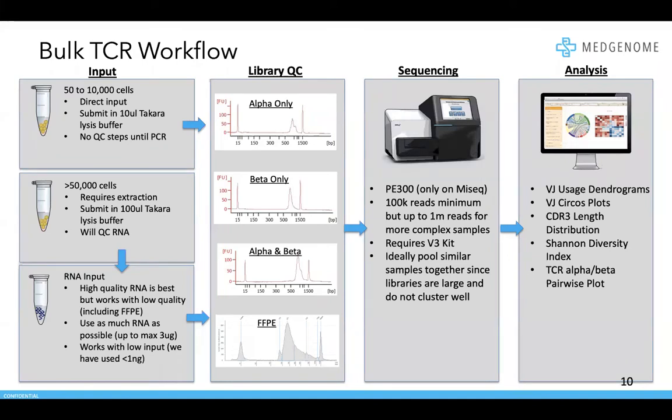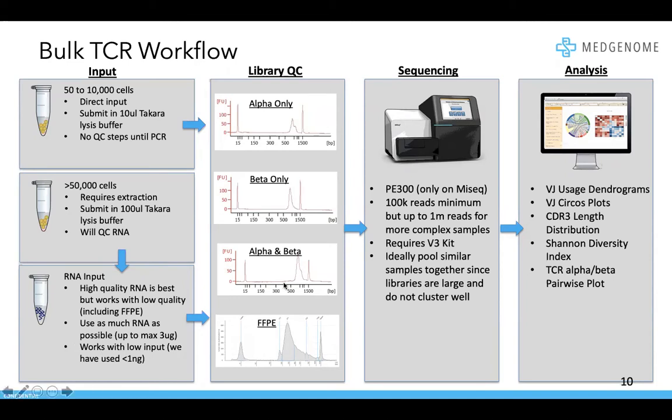But that being said, it does work with low quality RNA. We've used it for FFPE, and it also works with low inputs. The kit recommends 10 nanograms input, but we've certainly used it with picograms of RNA and still got sequences. So it's pretty robust.